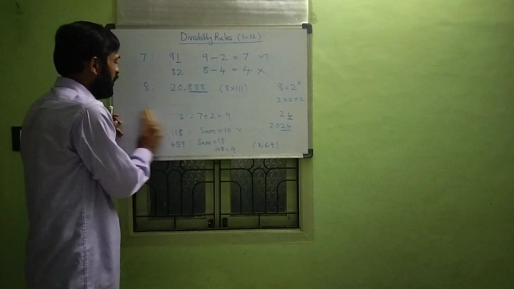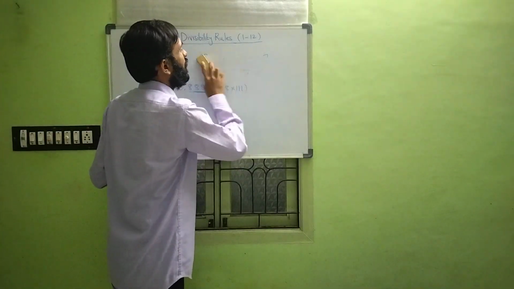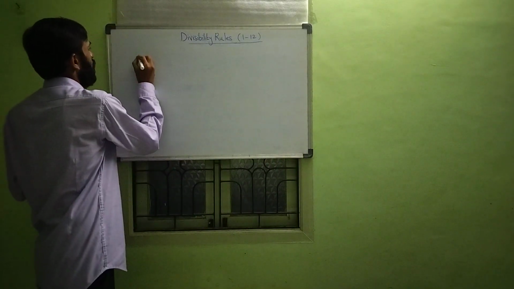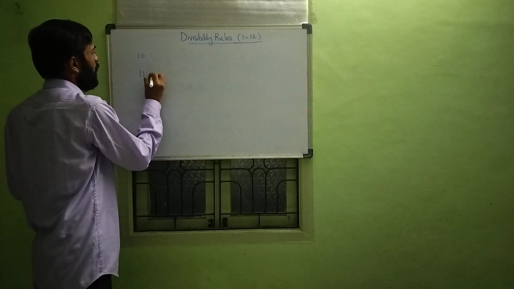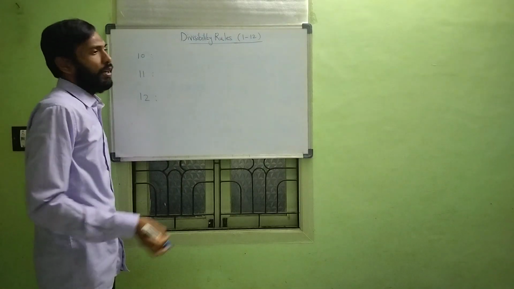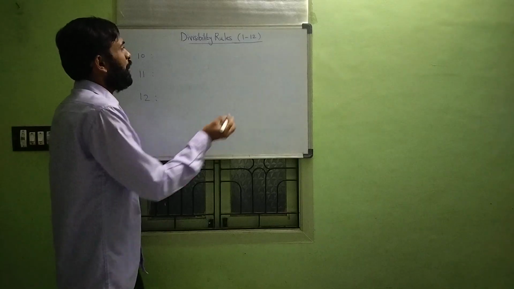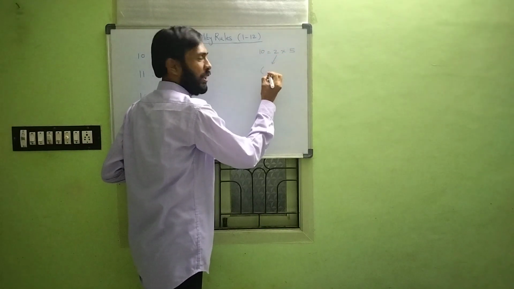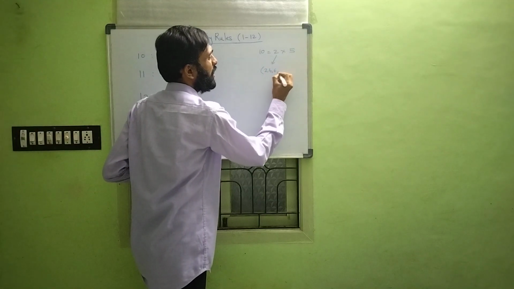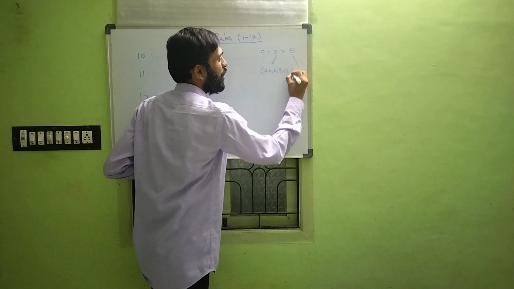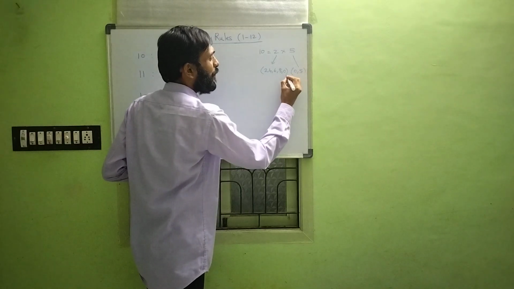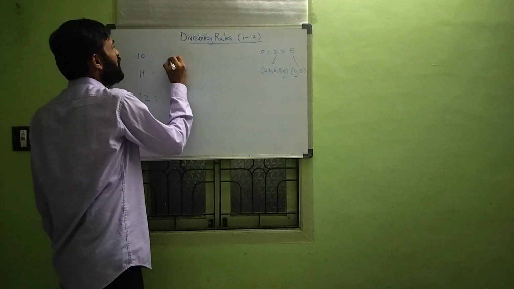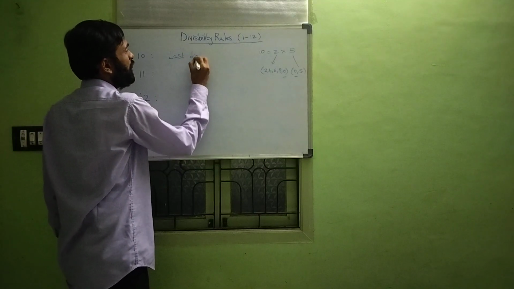Let's move further for 10, 11 and 12. Divisible by 10, divisible by 11 and divisible by 12. Divisible by 10, it's very simple. 10 can be written as 2 fives. I told you the divisibility by 2 condition is the last digit 2, 4, 6, 8 or 0. Here for 5, it is 0 and 5. Now the only common thing is 0. So the condition is last digit 0.